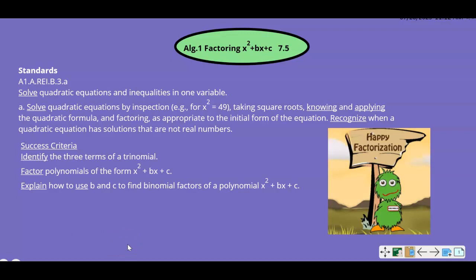All right, today we're going to be factoring trinomials of the form x squared plus bx plus c. As always, here are your state standards to review. To be successful today, you need to be able to identify the three terms of a trinomial. You need to be able to factor polynomials of the form x squared plus bx plus c. And you need to be able to explain how to use b and c to find binomial factors of a polynomial x squared plus bx plus c.